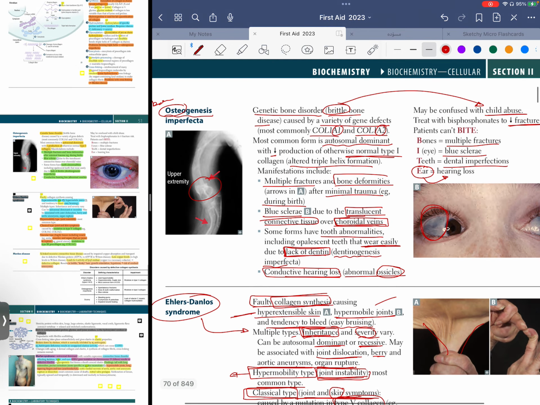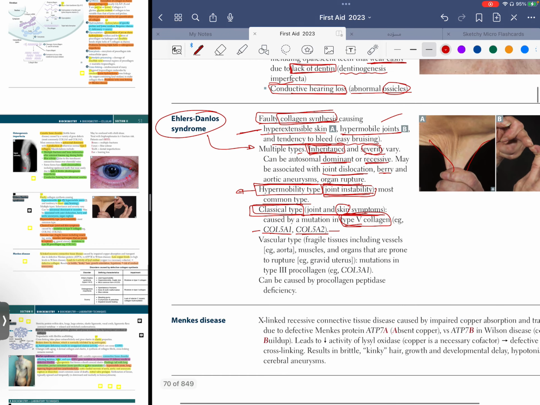Let's see what we had here. So in osteogenesis imperfecta, we had different genes, okay? That's COL1A2 and COL1A1. While in Ehlers-Danlos, it's a different type of collagen, so it's COL5A1 and COL5A2. We also have some other type, that's the vascular type, okay?